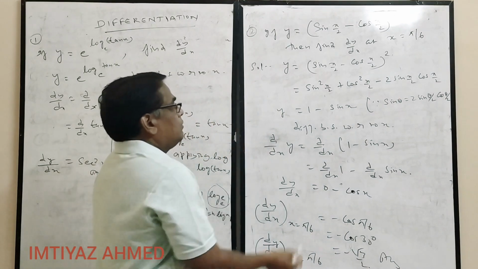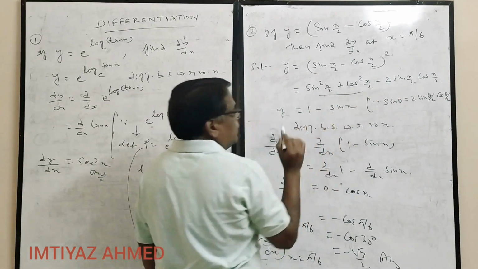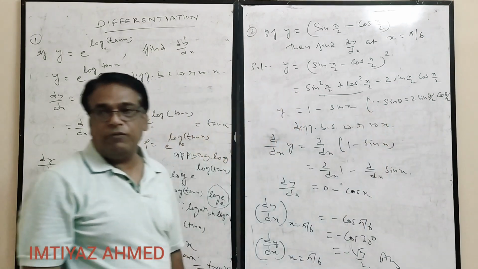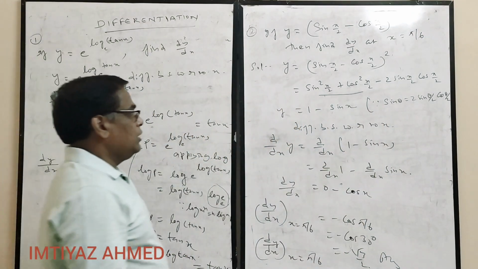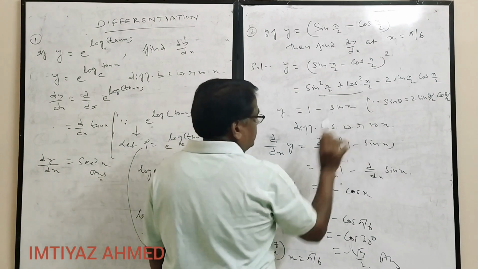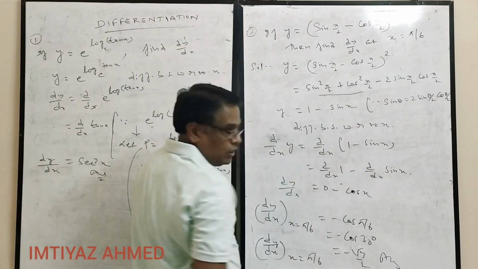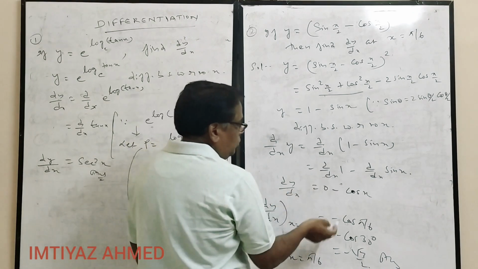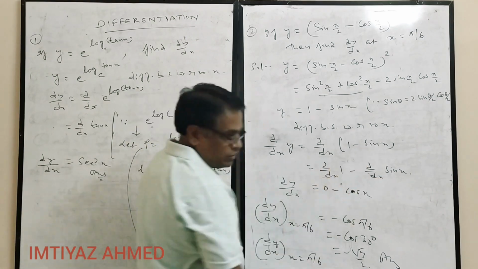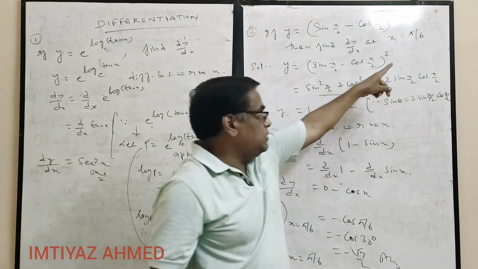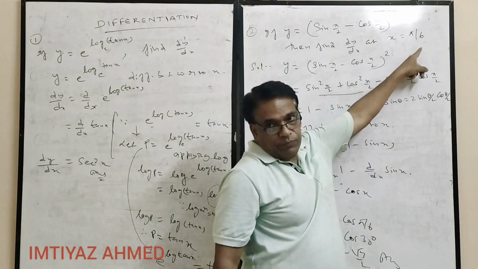Then again, sin square theta plus cos square theta is 1, minus 2 sin theta by 2 cos theta by 2, which will be sin theta, by the formula sin theta is 2 sin theta cos theta. So now differentiating both sides with respect to x, d by dx of y into d by dx of this quantity. So d by dx of 1 will be 0 minus d by dx of sin x, which is cos x. We have to find the value at x equals pi by 6. Pi by 6 means that is 30 degrees.